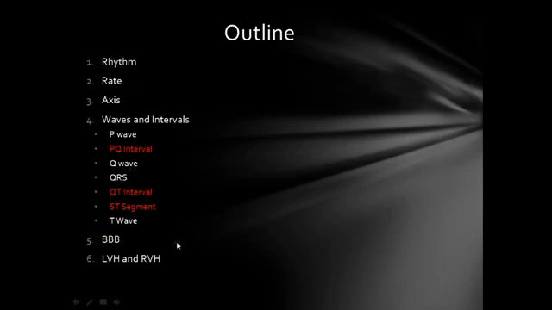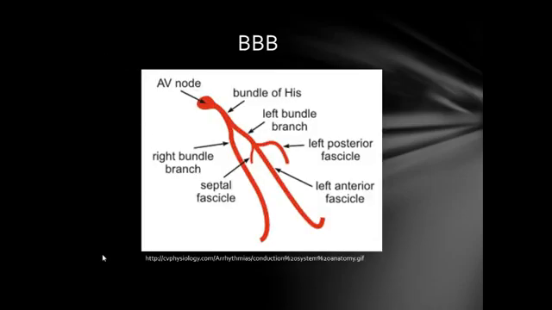And to conclude, if you don't want to miss anything, you can also check for the bundle branch block and the hypertrophies. Now the bundle branch block means a block in either the right bundle branch or the left bundle branch. The left bundle branch consists of 3 fascicles: the posterior fascicle, the anterior fascicle, and the septal fascicle.